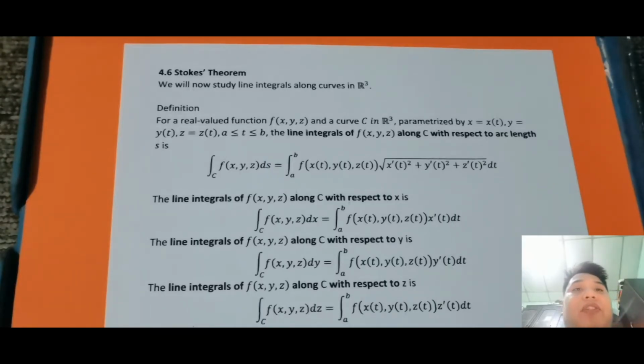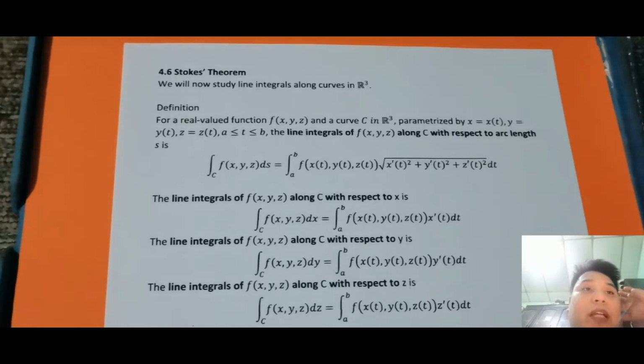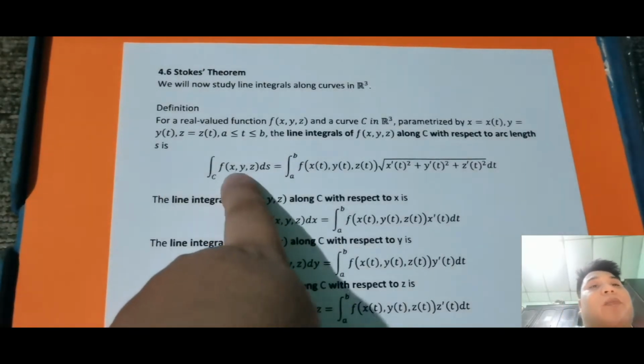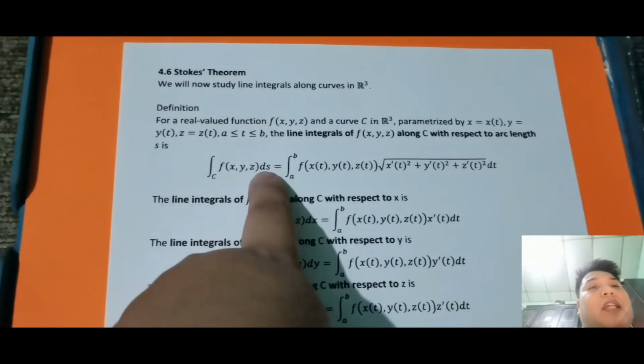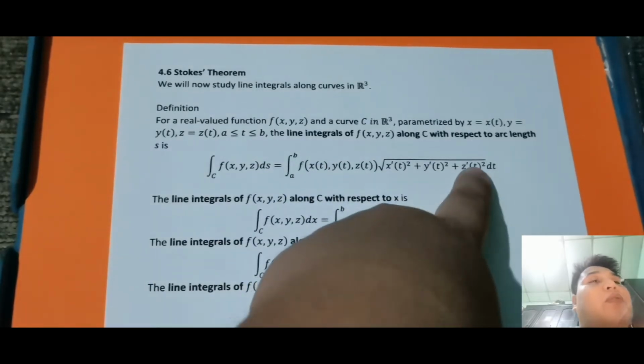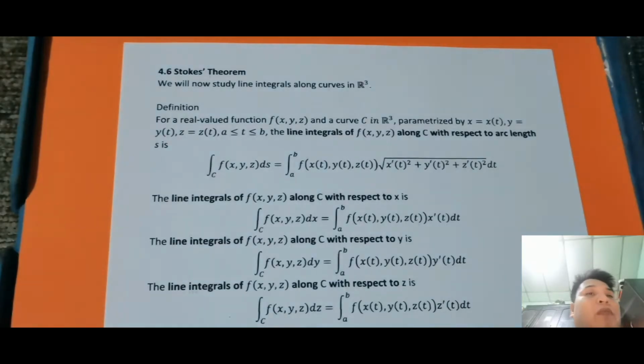So, let's have a definition. For a real valued function f of x, y, z, and a curve C in R3, parameterized by x equals x of t, y equals y of t, and z equals z of t, for a less than or equal to t less than or equal to b, the line integral of f of x, y, z along C with respect to arc length is this part. Kung napansin mo, f of x, y, z lang siya, ds, then nagdagdag lang ng z prime of t squared dt. Same pa rin naman yung formula.